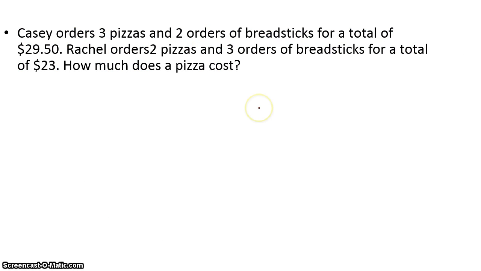All right, now we have some pizza and breadsticks. Here we have Casey orders 3 pizzas and 2 orders of breadsticks for a total of $29.50. And we have Rachel, she orders 2 pizzas and 3 orders of breadsticks for a total of $23. What we want to figure out is how much does a pizza cost?